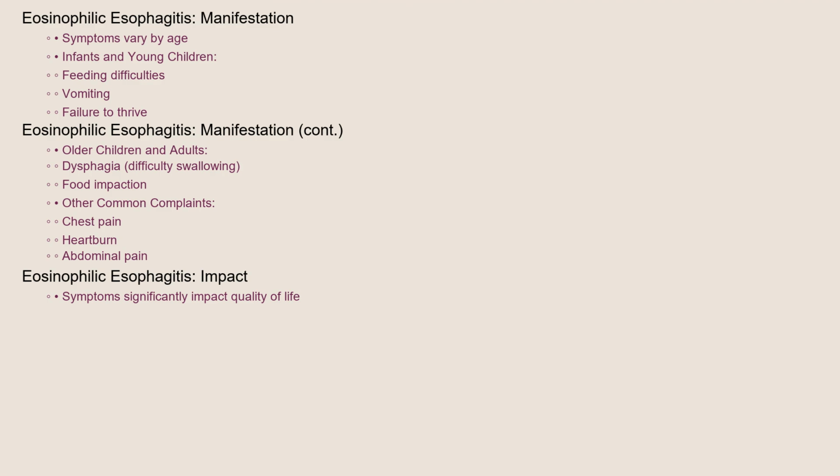So, how does eosinophilic esophagitis manifest? The symptoms can vary depending on age. In infants and young children, you might see feeding difficulties, vomiting, and failure to thrive. Older children and adults often experience dysphagia, or difficulty swallowing, and food impaction, where food gets stuck in the esophagus. Chest pain, heartburn, and abdominal pain are also common complaints. Importantly, these symptoms can significantly impact quality of life.